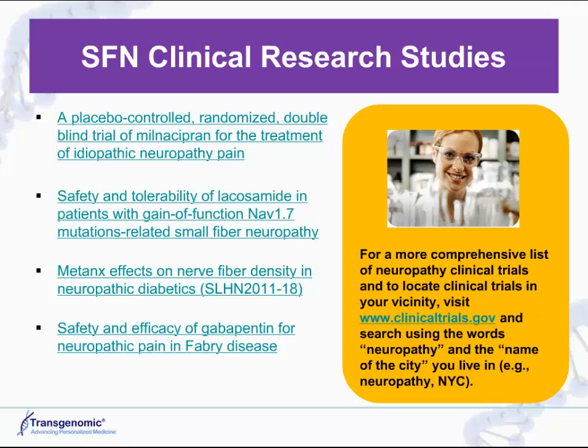Another medication, the second one there, is lacosamide, an anti-epileptic medication, also known as Vimpat. This is also being studied now for small fiber neuropathy. Thermomentax is basically a medication that consists of a lot of different B vitamins. I believe B9 is in there, and a few others. So this is being investigated. And the last one, gabapentin for Fabry disease.